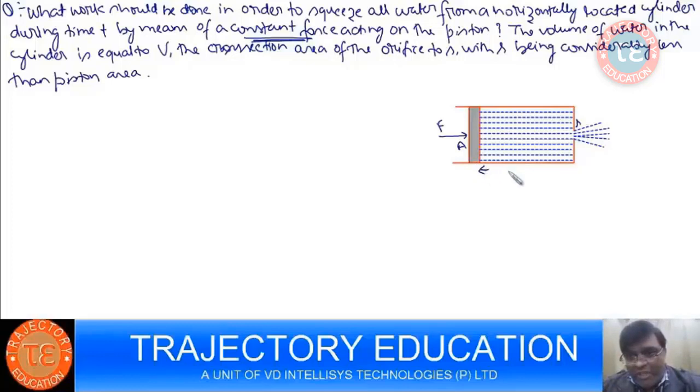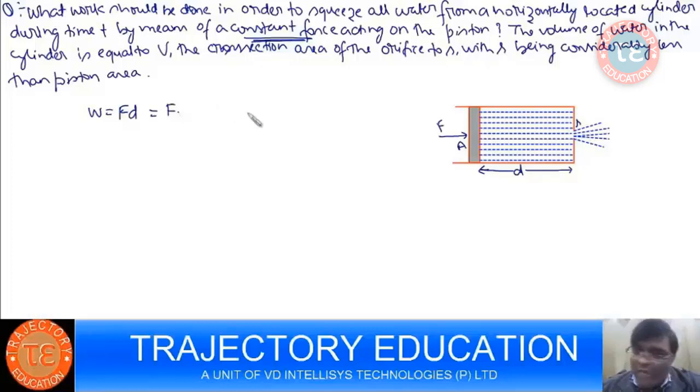See, the work done is going to be, this is a constant force, so work done is going to be F into D. The piston has to go till this point, so it's force into distance, but neither F is given nor D is given to you. Suppose the area of the piston is A.